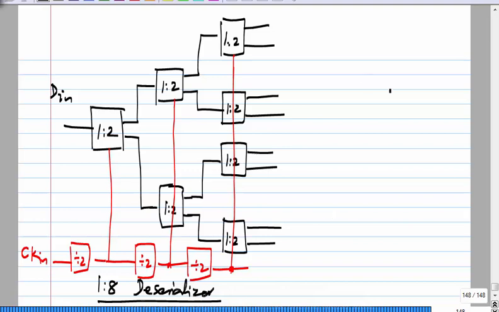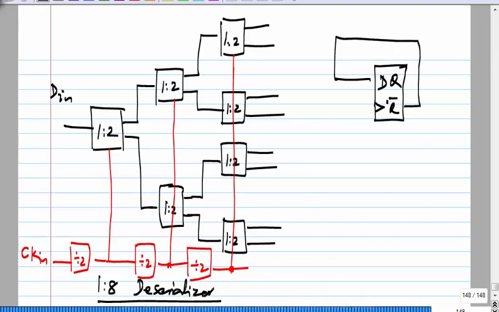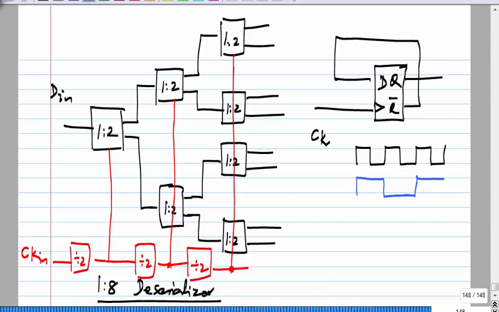This divide by 2 counter, it's quite easy to make also. Of course, the D flip flop has to be operating at the appropriate speed. So you can see, at every rising edge of the clock, basically Q bar gets loaded to D. So its state gets flipped. So the output will be, if the input is like this, the output will be like that, okay.